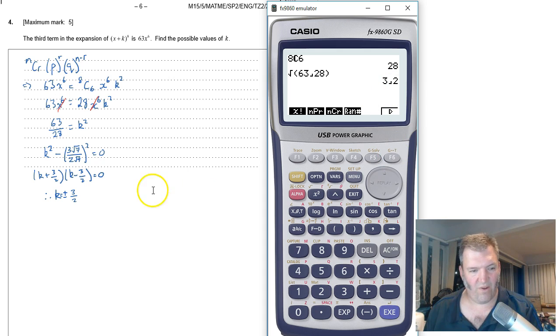3 over 2. One answer. There are 2 answers. Find the possible values. There's a clue there. Do not trust your calculator. Trust your brain. Trust your learning in class. Trust your favourite rule in maths.